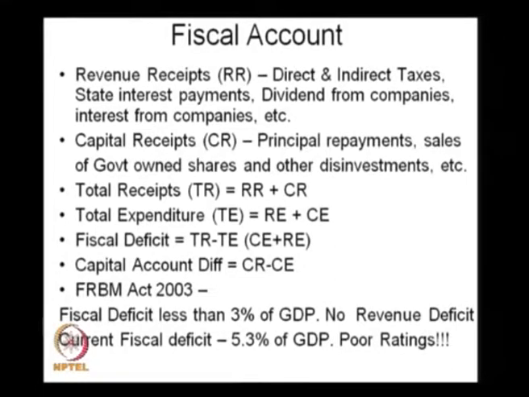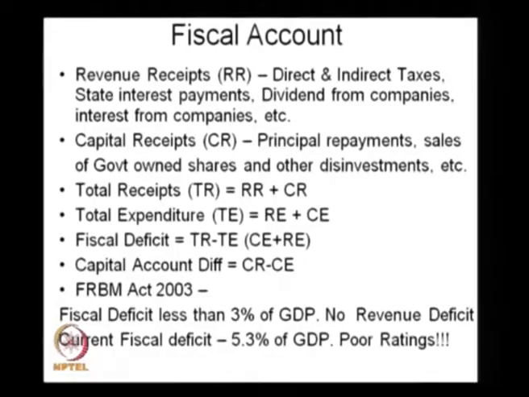Now, based on the total receipts and the total expenditure, we can calculate the expected fiscal deficit. Now, the fiscal deficit is the difference between the total receipts and the total expenditure. Fiscal deficit means the total receipts and the total expenditure, which means the capital receipts and the revenue receipts minus the revenue expenditure and the capital expenditure. While the capital account difference is just the difference between the capital receipts and the capital expenditure, and a revenue deficit, as I said before, is just the difference between the revenue receipts and the revenue expenses.